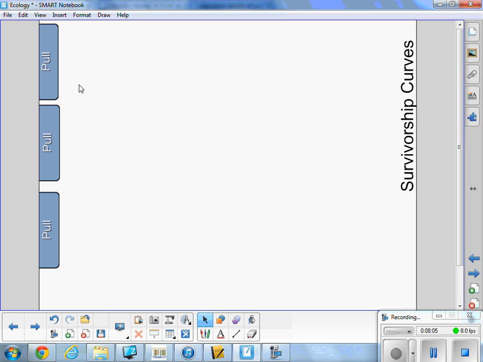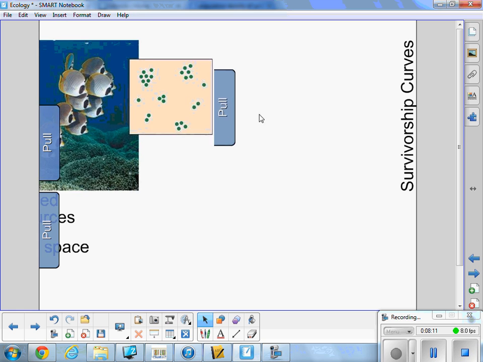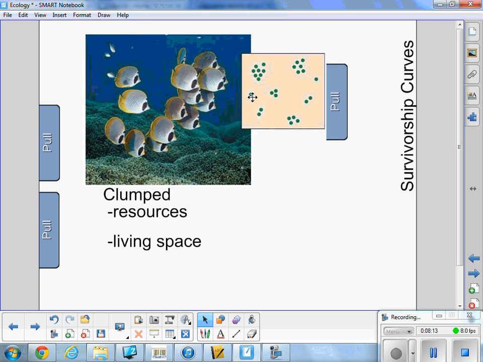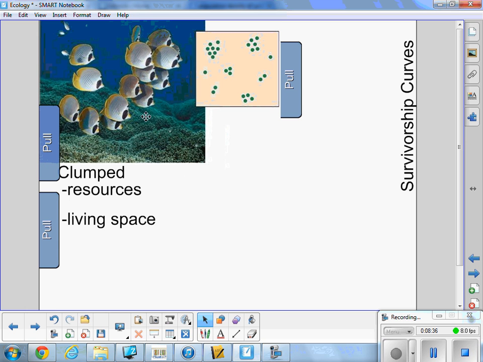All right, so now we want to look at how organisms can be situated within a population. Organisms can be very clumped together. So I think of schools of fish. I have a clump right here, a clump right here, maybe thinking of a family. And this is due to resources that are available and that they can obtain as a little clump, and also living space. They may share a living space. So that's clumped.